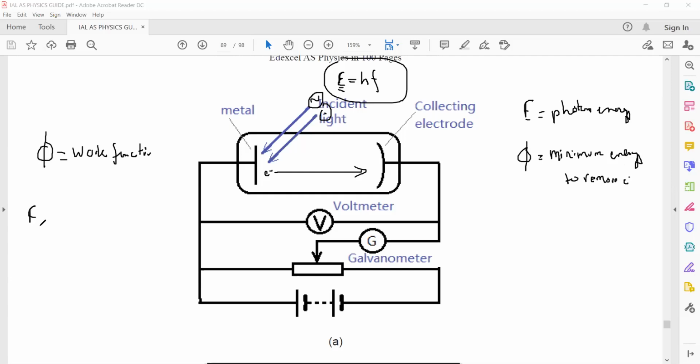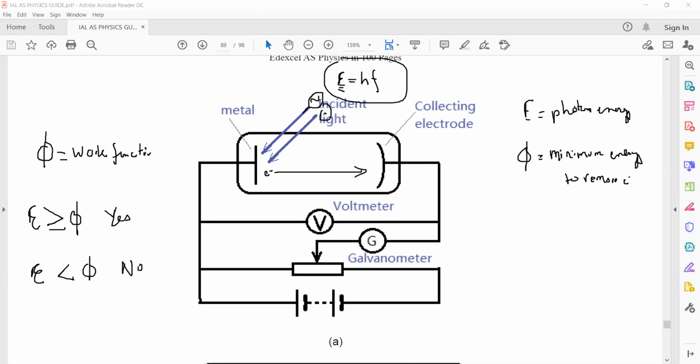So if the energy of a photon is greater than or equal to the work function, yes, there will be a photoelectric effect. But if the energy of a photon is less than the work function, then there is no photoelectric effect, as electrons are not able to come out. Different metals have different work functions, meaning different energy required to remove an electron.